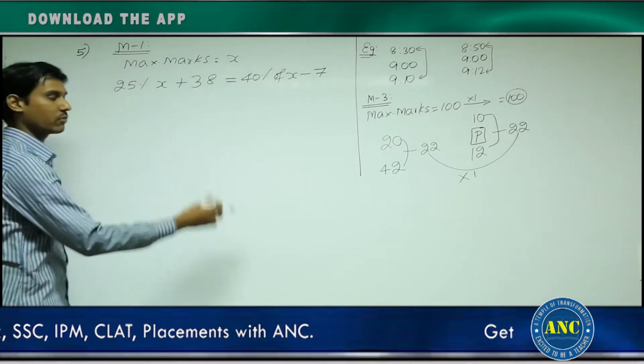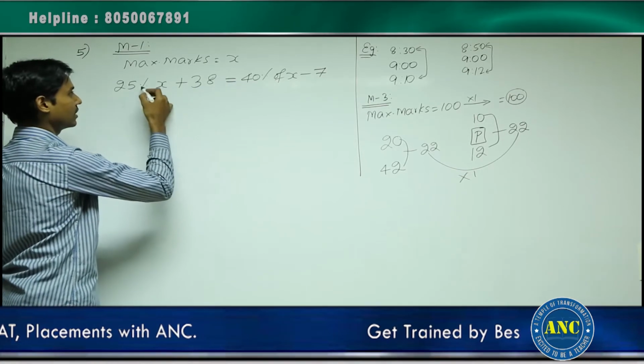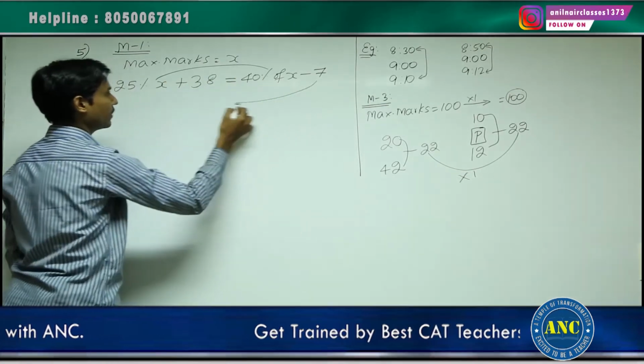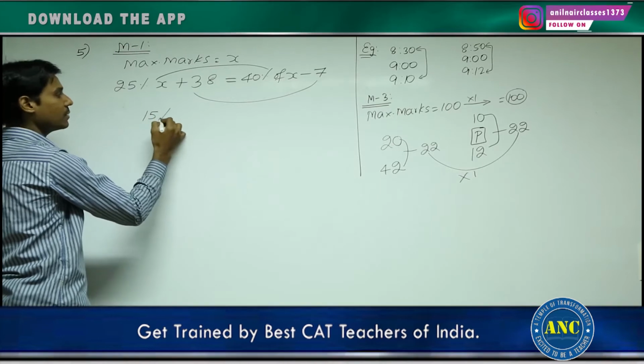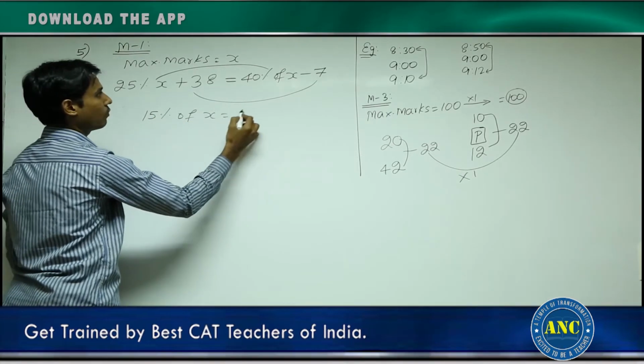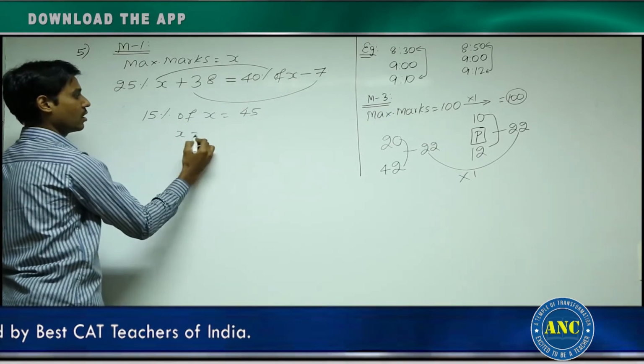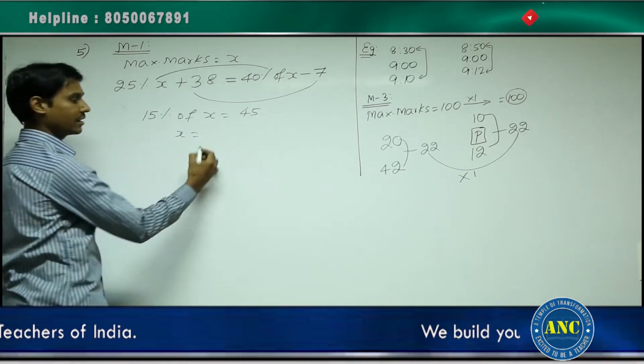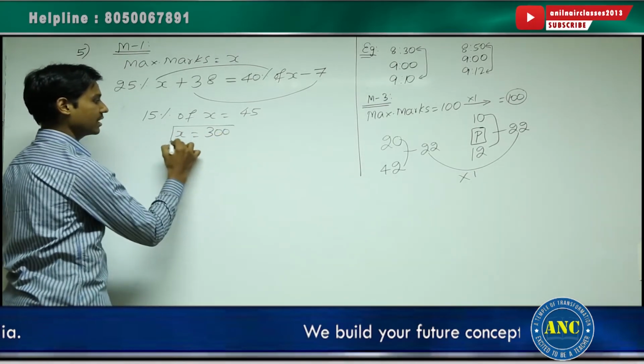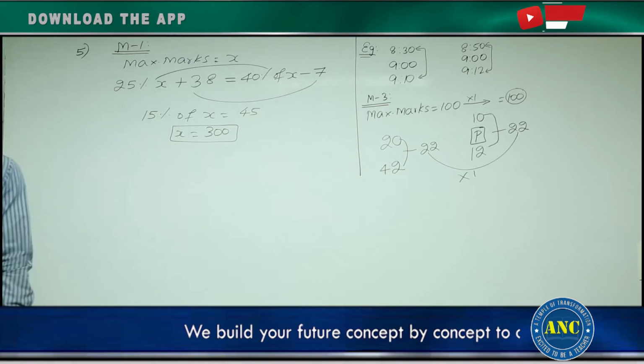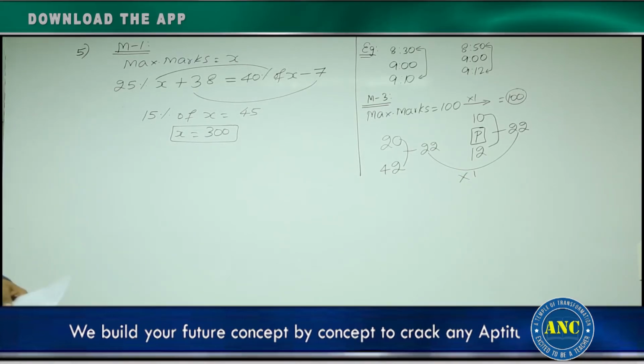Equate both of them. If I shift this here and this here, 15% of x is equal to 45. x is nothing but 45 divided by 15. Answer is 300. Maximum marks is 300. This is method 1. Everyone clear? Method 1.